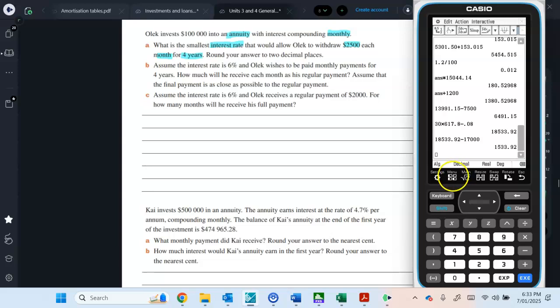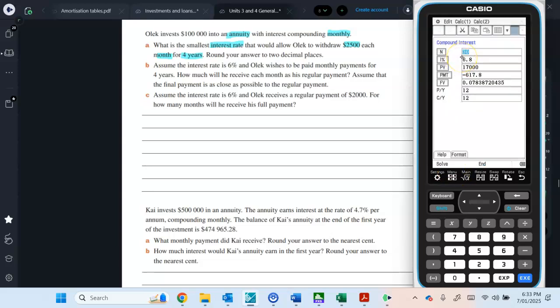All right, so we're going back to the financial. Most of these questions you're doing in Finance Solver. So that's why I think it's a good idea to screenshot this and then you can do it in your book before transferring it onto the calculator. All right, he's investing $100,000. All right, into an annuity, compounding monthly, so we'll put that in. So the 12 and the 12 down the bottom.